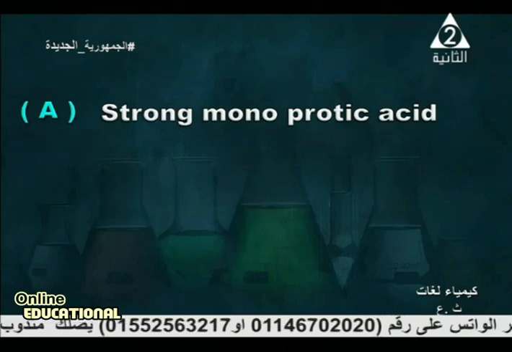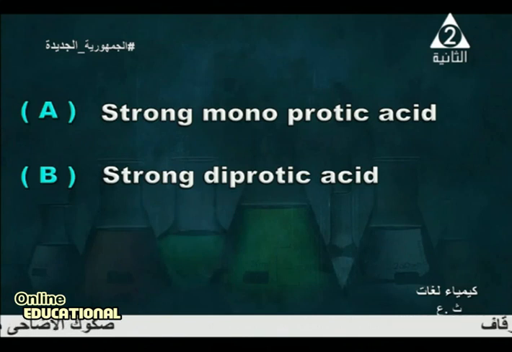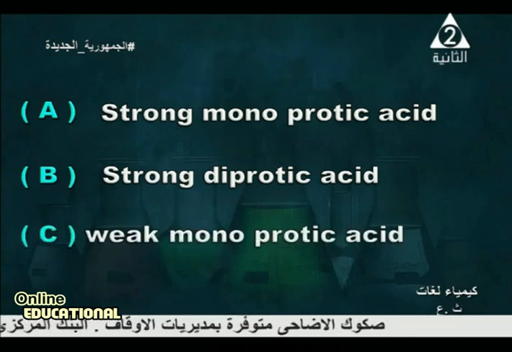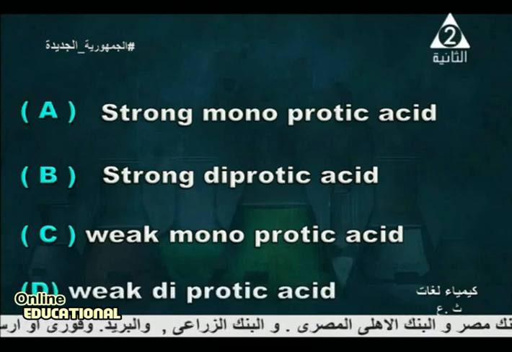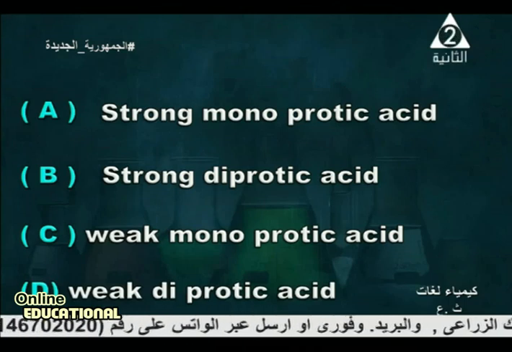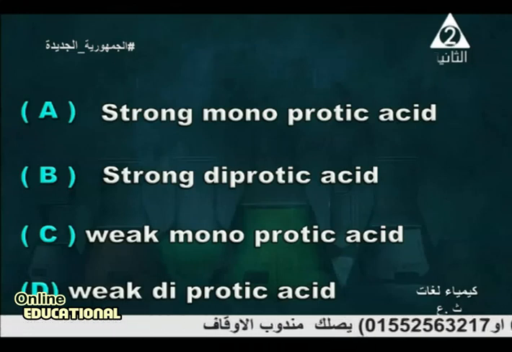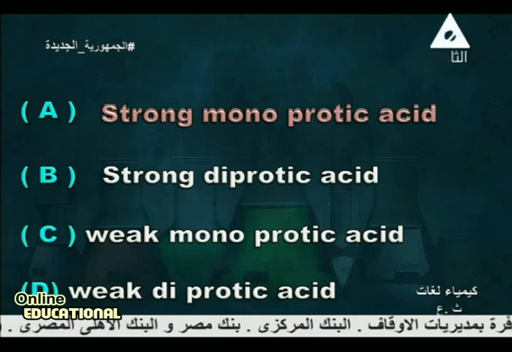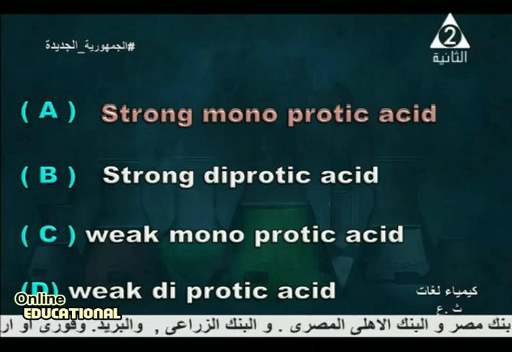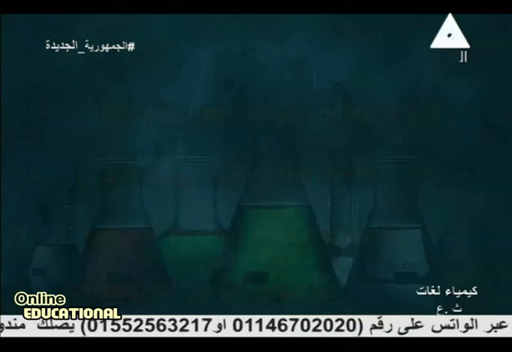maybe a strong monoprotic acid or strong diprotic acid or weak monoprotic acid or weak diprotic acid. My dear students, which one is suitable to make alpha equal 1? Yes, I know we have strong monoprotic acid according to ionization, because strong acid is completely ionized. It's a good question.